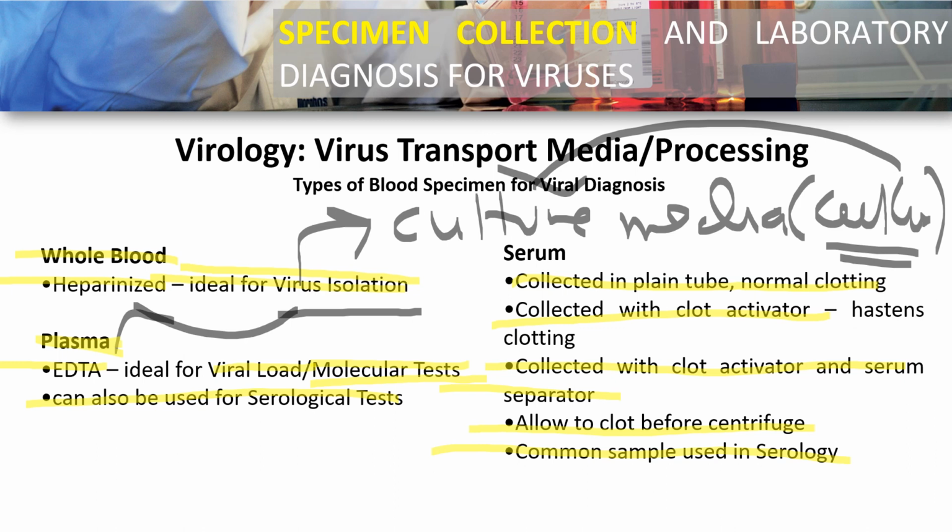So, pag tinanong sa question or sa exam kung anong sample ang gagamitin mo, pag gusto mong mag-PCR or molecular test, pwedeng plasma. Tapos, if gusto mo mag-virus isolation using your culture media and cell line, so dapat ang sample mo is whole blood. Pag serology naman, class, pwede kang mag-plasma, pwede ka din mag-serum.